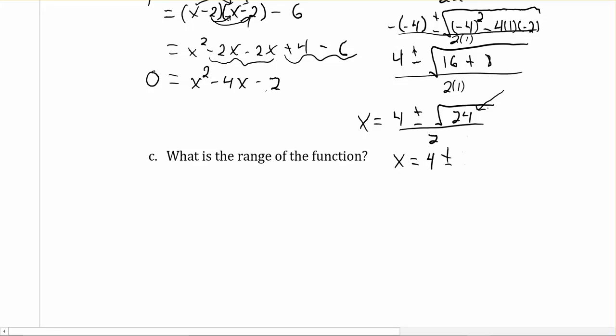I can rewrite the square root of 24 as the square root of 6 times 4. And the reason why I did that is because 4 is a perfect square. So if it's a perfect square, I don't need it underneath the square root symbol. I can actually take it out. But when I do, I have to take the square root of it. So when I do that, this becomes x is equal to 4 plus or minus 2 root 6 over 2.